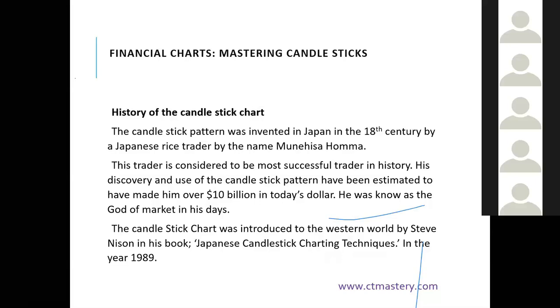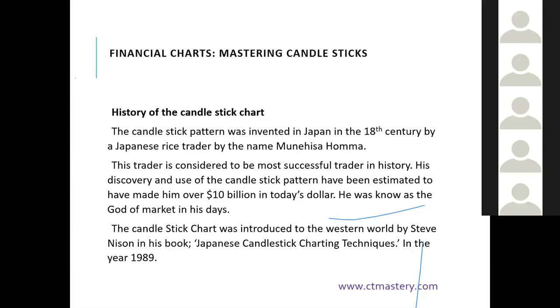Okay, history of the candlestick pattern. The candlestick pattern was invented in Japan in the 18th century, that is the year 17 something. It was invented by a Japanese rice trader by the name Munehisa Homma. Now, this trader is considered to be the most successful trader in history. His discovery and use of the candlestick pattern has been estimated to have made him over $10 billion in today's dollars. He was known as a godfather, as the god of the market in his days.